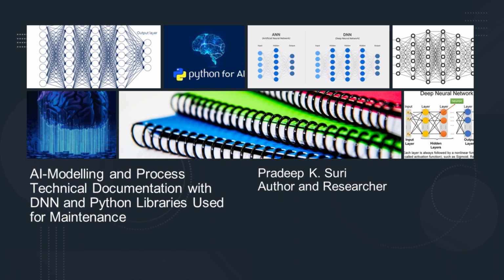This document outlines the technical details of the AI model and process, focusing on the deep neural network, DNN, architecture and Python libraries used for its development and maintenance. 1. AI model and process overview. Briefly describe the purpose and functionality of the AI model and its integration within the overall process.